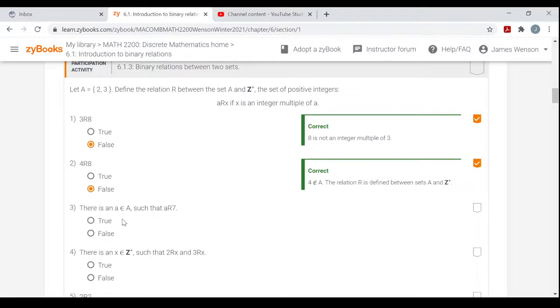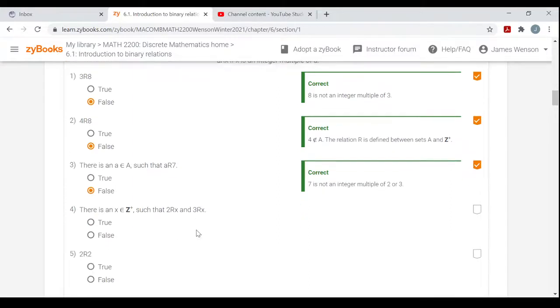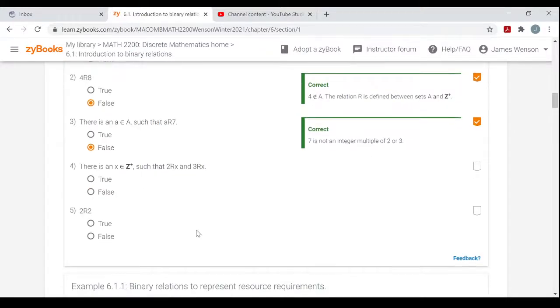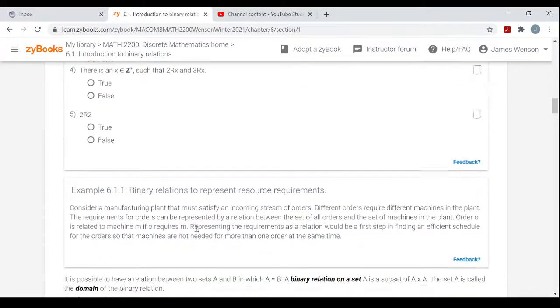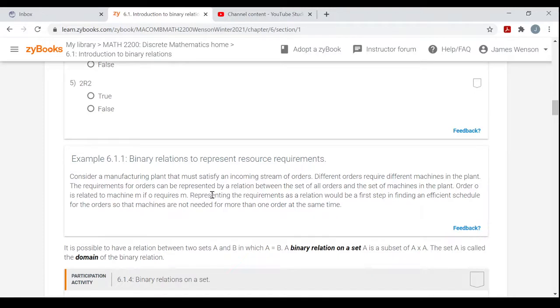So be careful. There is an element of A such that A relates to 7. Is 7 a multiple of 2 or 3? No, it is not. So that's also false. And I'll let you look at the last two. All right, you can read the example there.